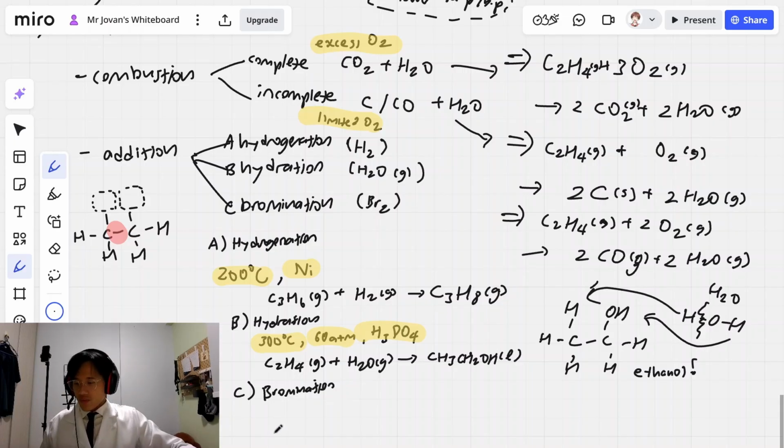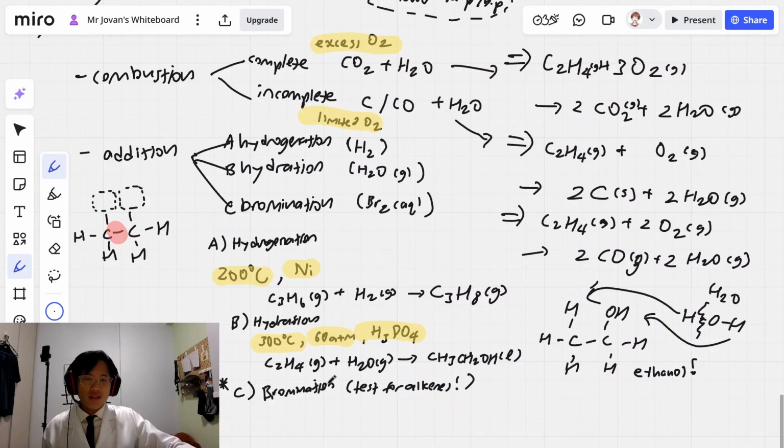Okay, Br2. Now, bromination is an addition reaction of alkenes with aqueous bromine. Take note now, this bromine is aqueous. Now what are the conditions needed? You don't need any special conditions for this reaction. Congratulations, you lucky boy or girl. This reaction is very important because we use this to test for alkenes.